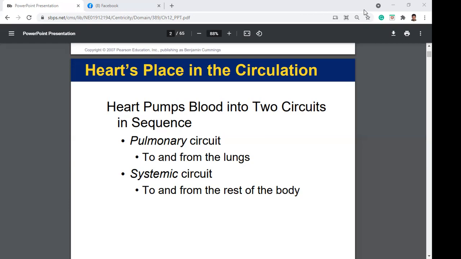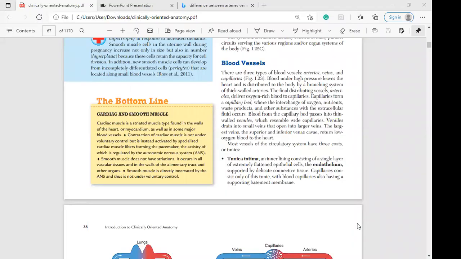Now, we said that the heart has how many chambers? Four chambers. What are they? The left and right atrium and the left and right ventricle.